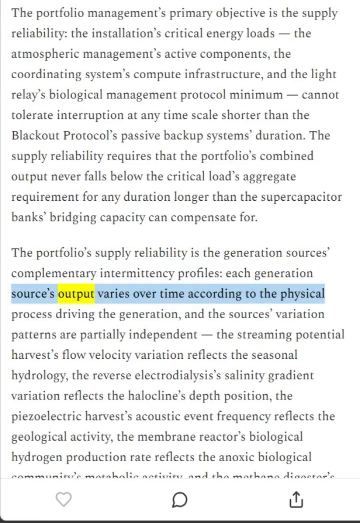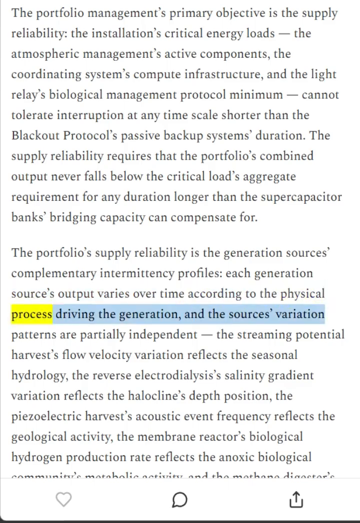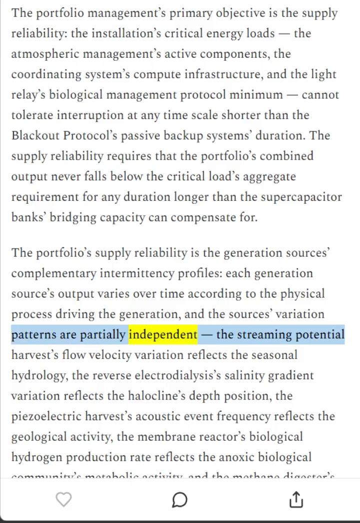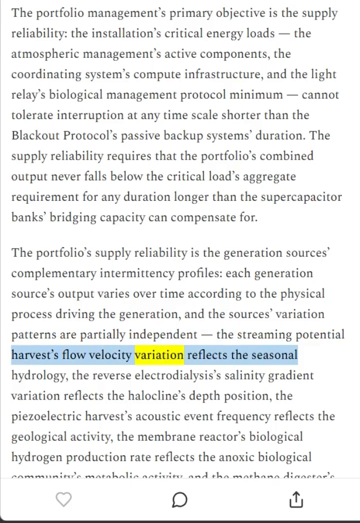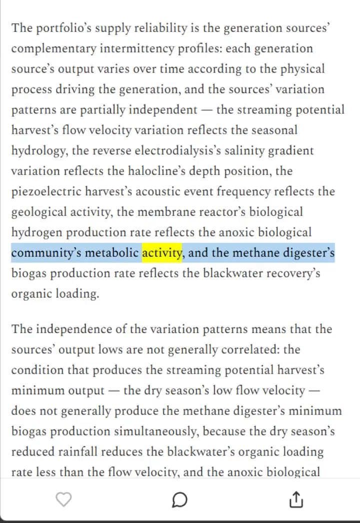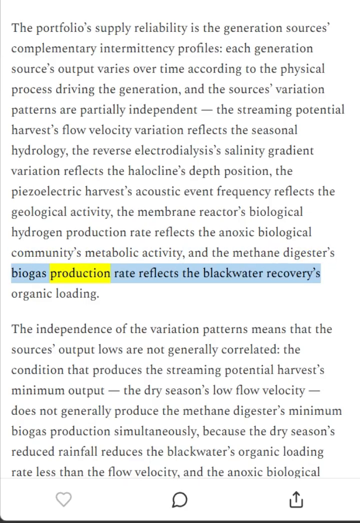Each generation source's output varies over time according to the physical process driving the generation, and the sources' variation patterns are partially independent. The streaming potential harvest's flow velocity variation reflects the seasonal hydrology. The reverse electrodialysis's salinity gradient variation reflects the halocline's depth position. The piezoelectric harvest's acoustic event frequency reflects the geological activity. The membrane reactor's biological hydrogen production rate reflects the anoxic biological community's metabolic activity, and the methane digester's biogas production rate reflects the Blackwater recovery's organic loading.